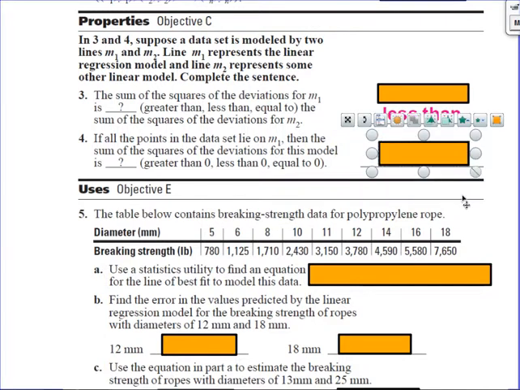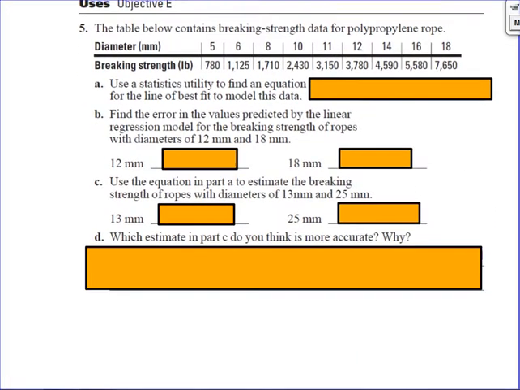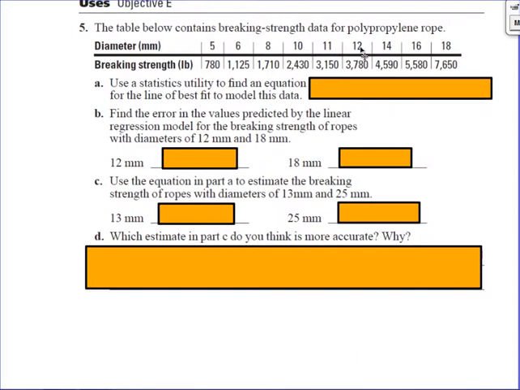Alright, for number 5. We have the breaking strength data for polypropylene rope. Use the statistics utility to find an equation for the line of best fit for this model. Okay, you guys can do that. Remember, these are going to go into L1: 5, 6, 8, 10, 11. And in L2, you're going to put 7, 80, 11, 25, 1,710, etc., and come up with the line of best fit.